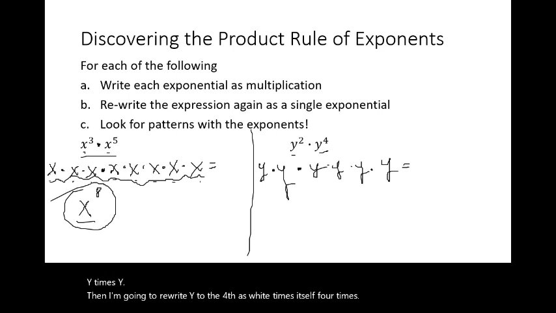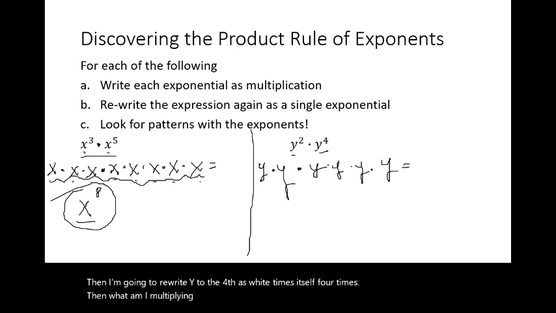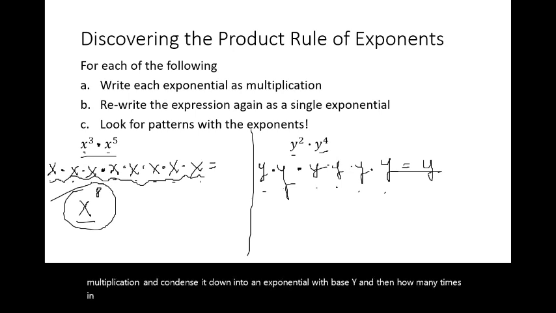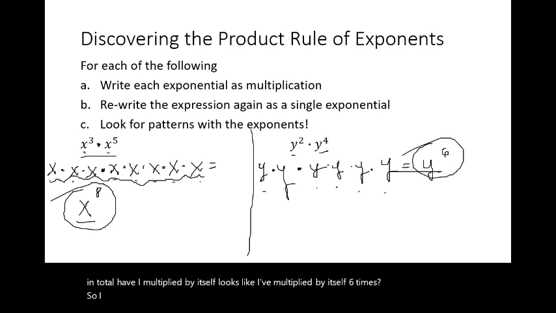Then, what am I multiplying by itself? I'm multiplying y by itself, so I can take this repeated multiplication and condense it down into an exponential with base y. And then how many times in total have I multiplied y by itself? Looks like I've multiplied it by itself 6 times. So I can simplify that down to y to the 6th power.